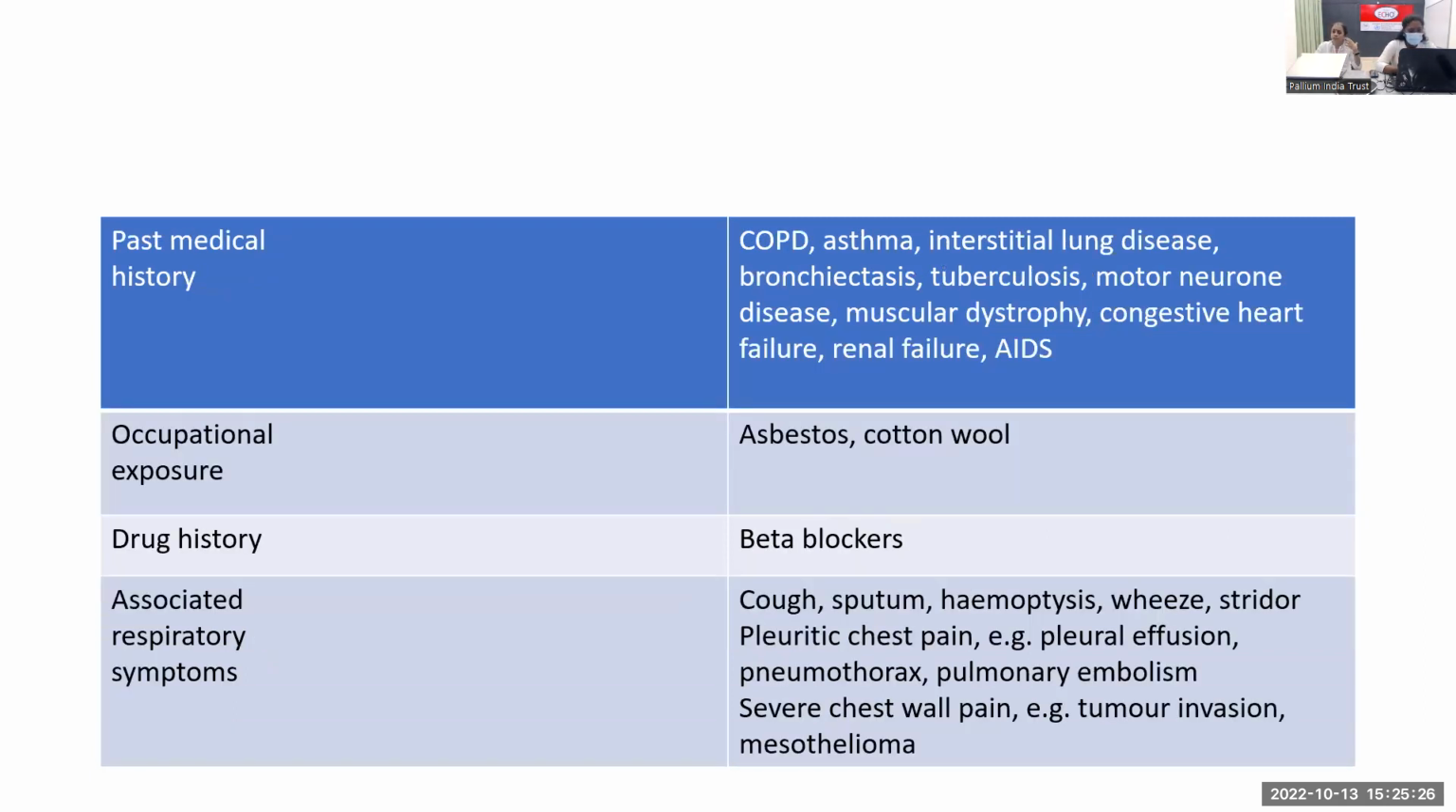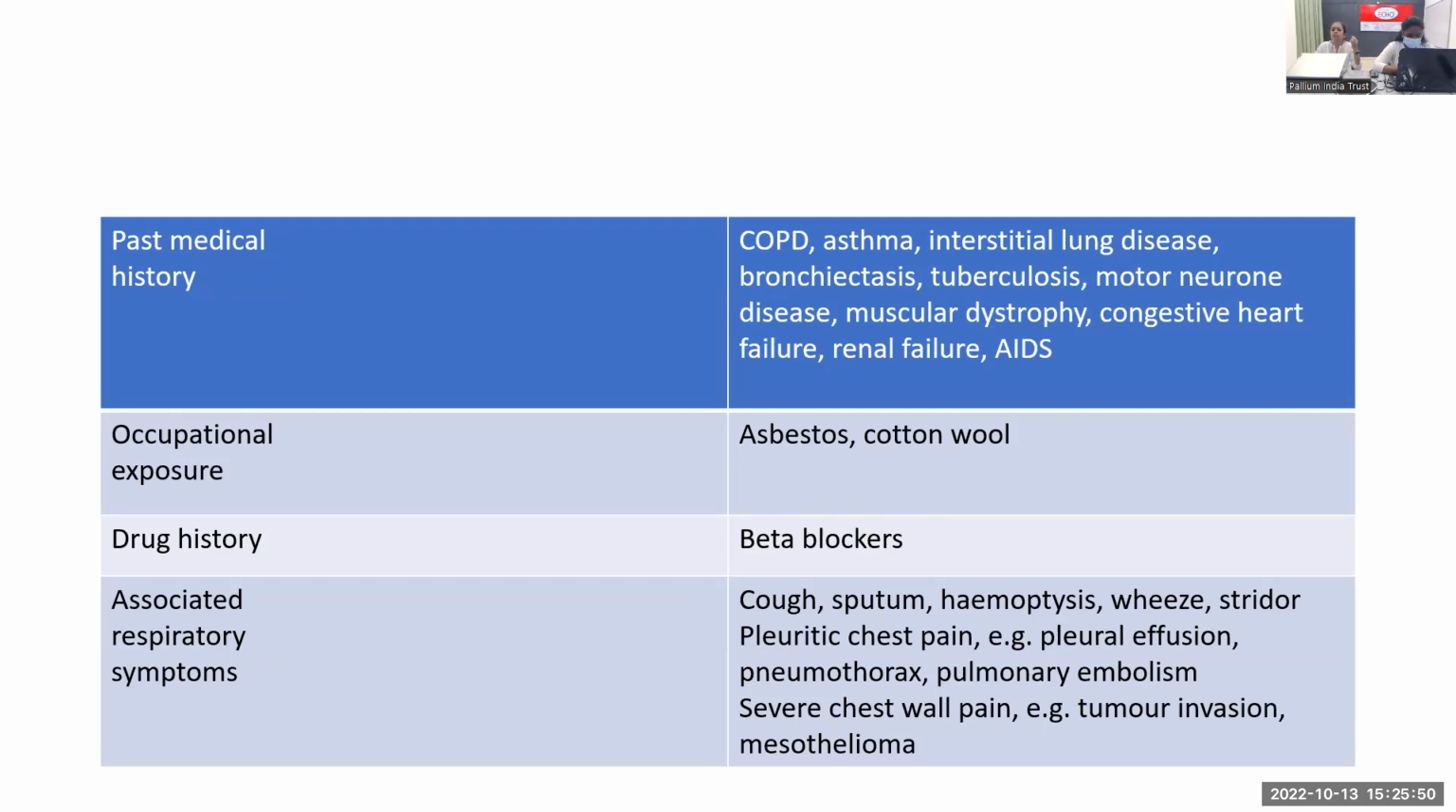Ask for past medical history, whether they have COPD, interstitial lung disease, tuberculosis, motor neuron disease. So everything you have to check. Whether there is any occupational exposure. I never thought I would see a patient with asbestosis in my life, and I have seen at least 3 in the last 10 years. So these are things which we may not expect to see, but it's good to ask those questions.